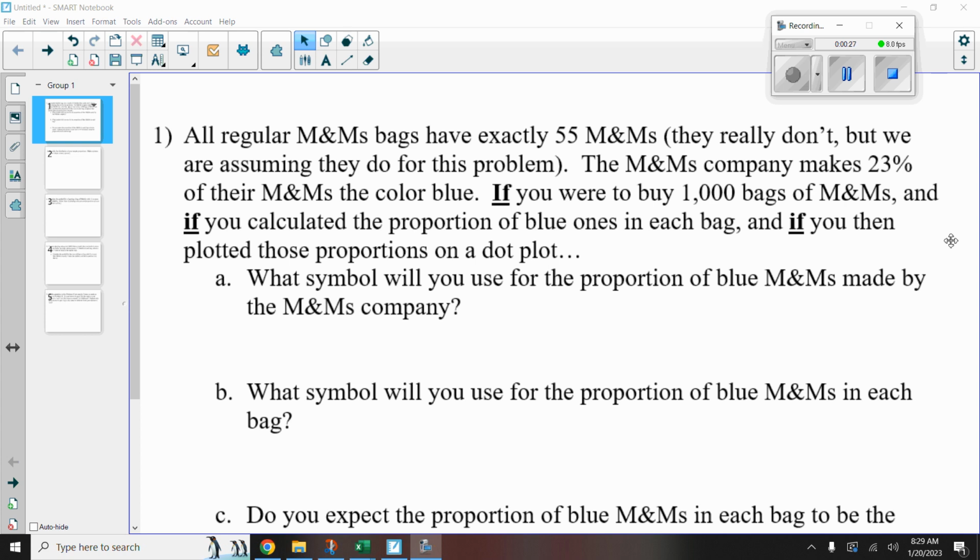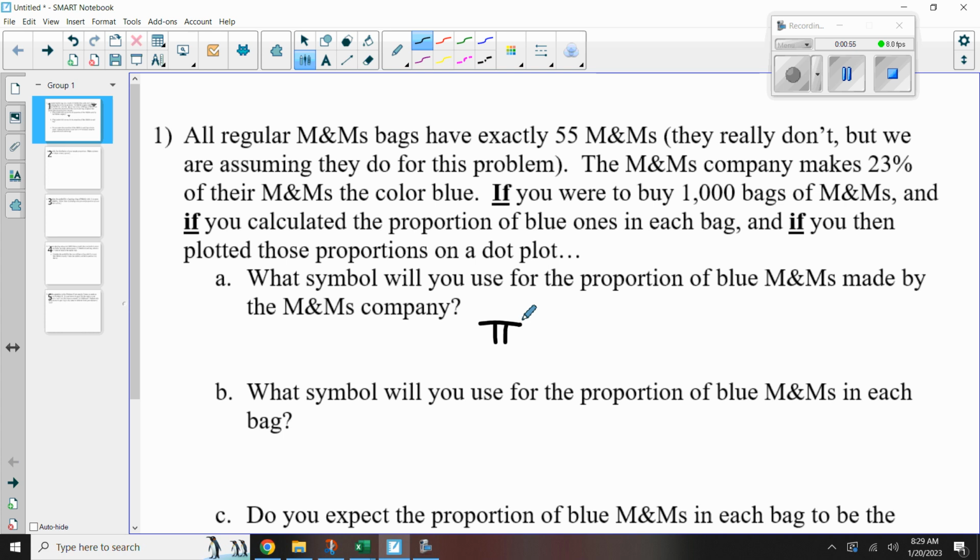blue ones in each bag, and if you then plotted those proportions on a dot plot, now we've got to answer some of these questions. What symbol will you use for the proportion of blue M&Ms made by the M&Ms company? Well, all the M&Ms made by the M&Ms company, that's a population, so I'm going to use the symbol pi, because that is our symbol for a population proportion.